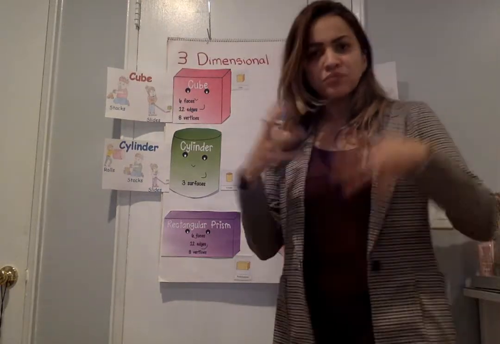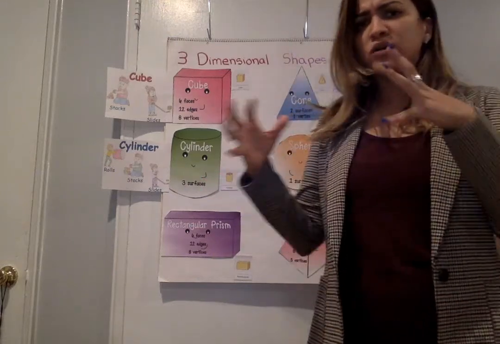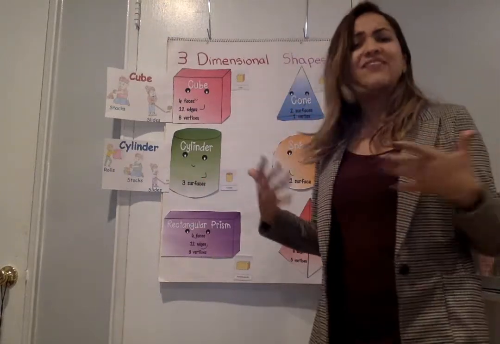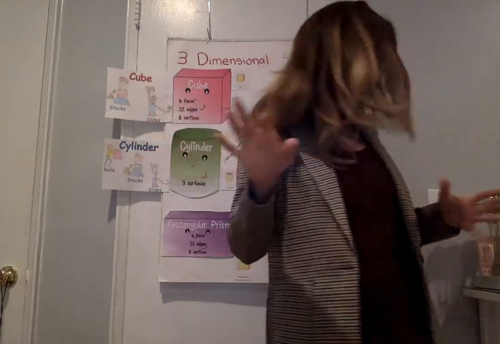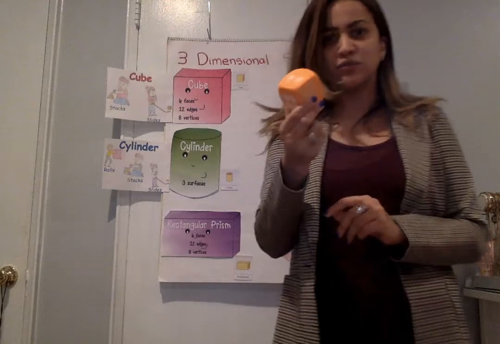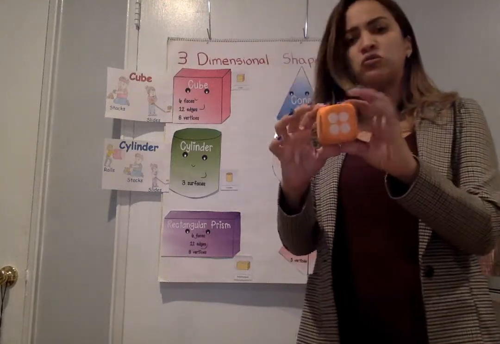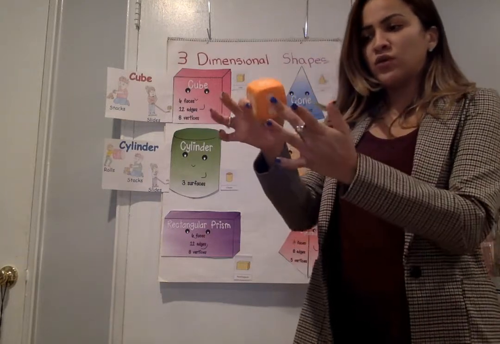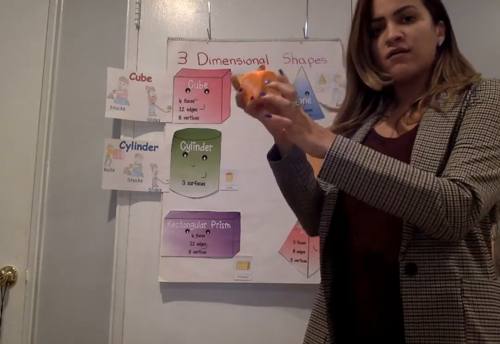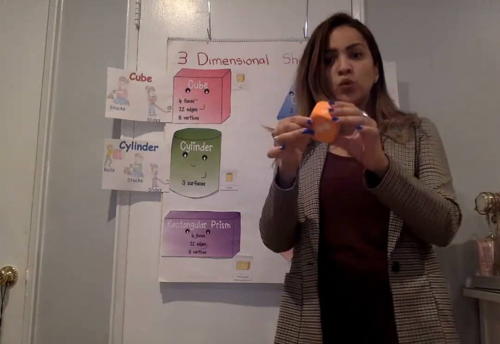So, how can we figure out, how do we know what these shapes are? They have attributes. For example, the cube, I have a cube right here, and we see it every day in our classroom. This is a cube. It has 6 faces. 1, 2, 3, 4, 5, 6.